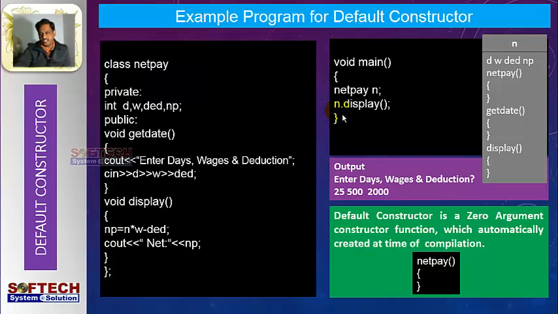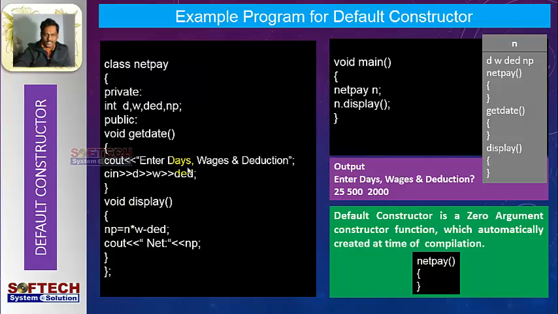So after that we call the display function through the object n. It calls the display function, and the display function calculates net pay. That is 25 into 500, 12,500. Then minus 2000. So 10,500. It will display net equal to 10,500. So 10,500 is the result.